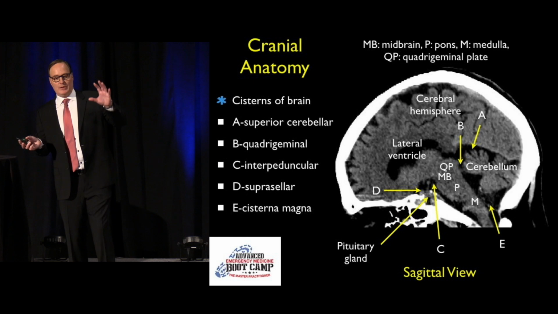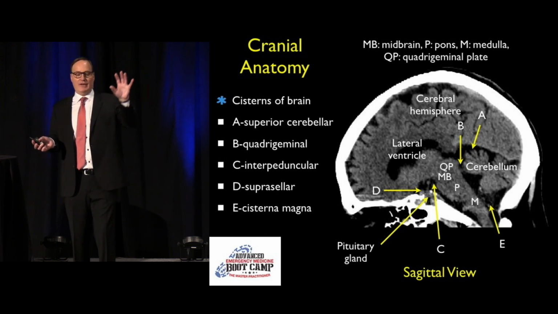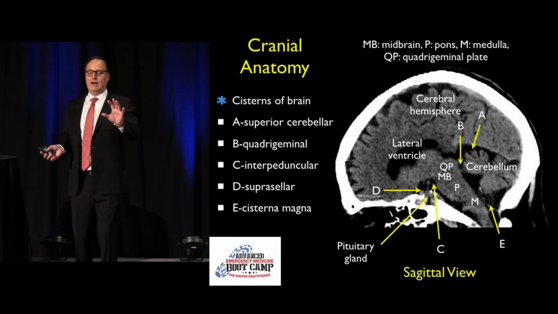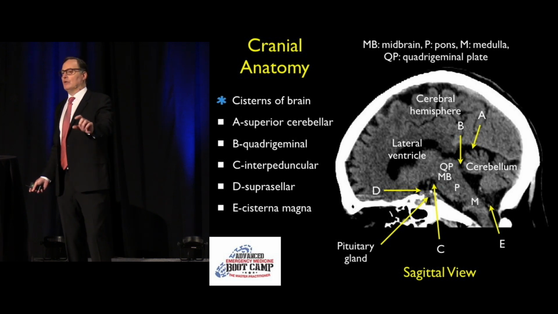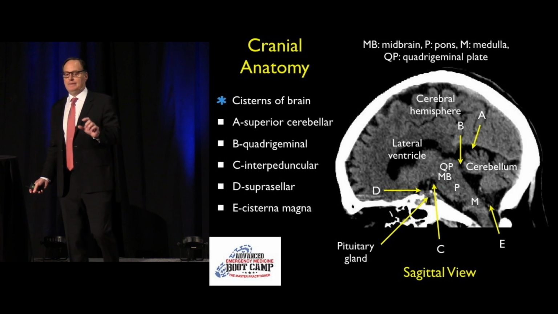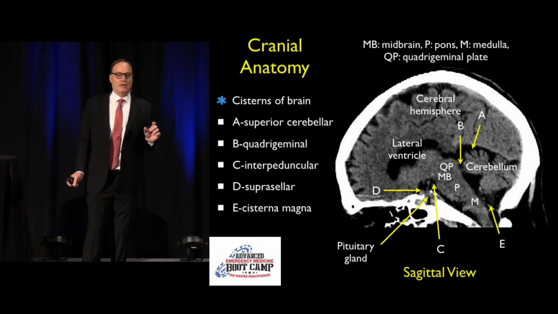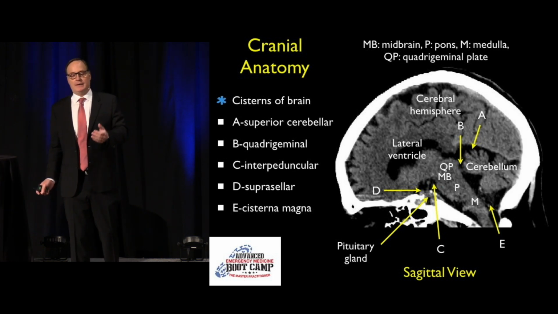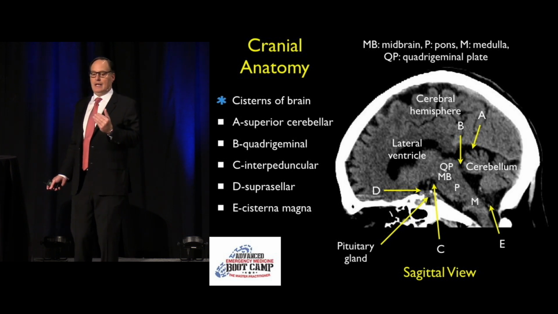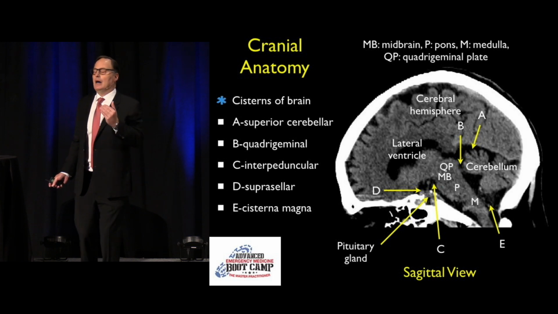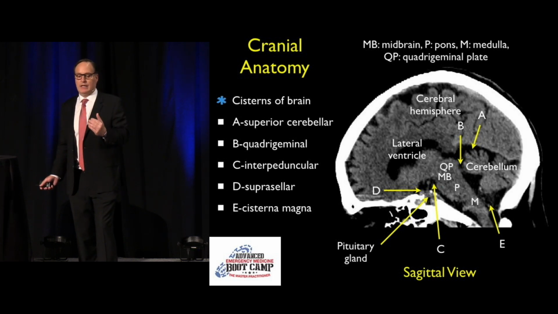Remember, we have the cerebral hemispheres, the lateral ventricles, and as we move down, we start to see the midbrain. I put there the QP, which is the quadrigeminal plate of the midbrain, and that's a very important structure. There's a cistern right in back of there, and then it goes pons and midbrain, okay, pons and medulla as we go down, okay.